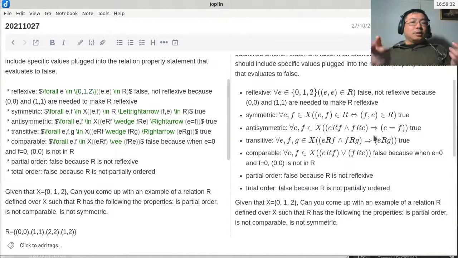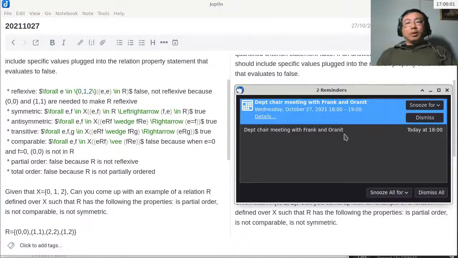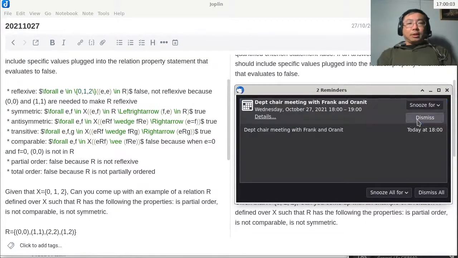So the question is, can you find me a case where E is an element of X, F is an element of X, in other words, E is 0, 1, or 2, and then F is also 0, 1, or 2, such that this implication is false? So in order for this implication to be false, what do you need? You need the left-hand side of the implication to be true, because if the left-hand side of an implication is false, then the implication is automatically true, so there's nothing to worry about in that case.